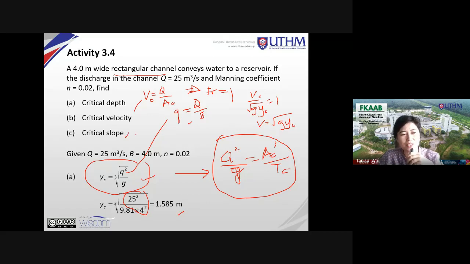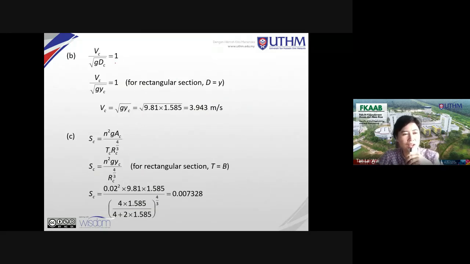So critical slope, just now you use the earlier formula lah that we have derived kan. So the same thing. Let's go through lah. So I chose to use this lah. Alright. Since D is equal to A over T. Alright. So for rectangular channel, this is B times Y over B. Therefore, D equals to Y lah. Alright. So therefore, your VC is just this. Okay. Now, for critical slope, is N squared over GA, N squared GA over T R to the power of 4 over 3.